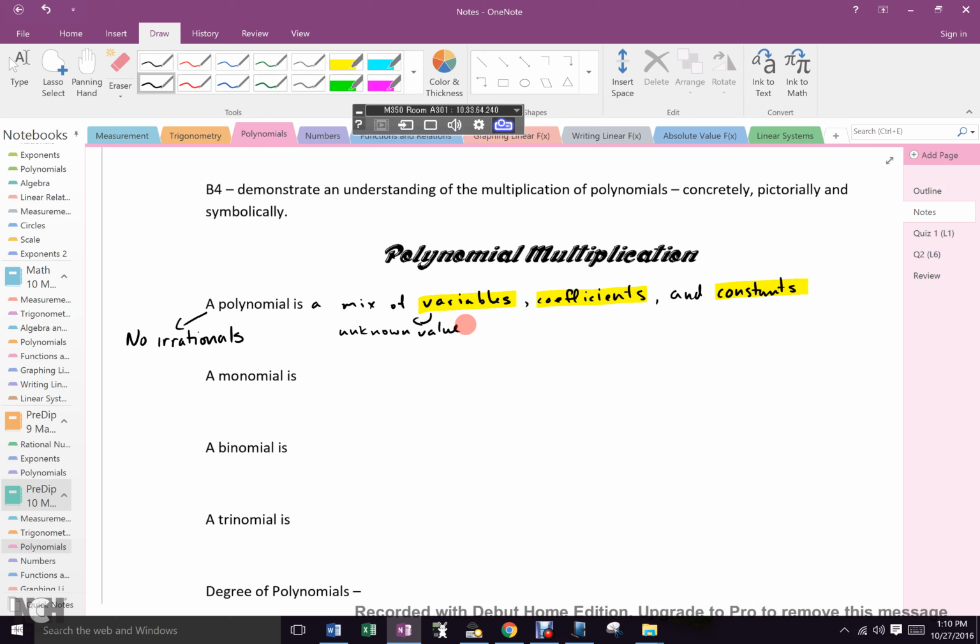Now, how do we represent those variables in math class? Letters, okay? And they equal usually letters. Everyone cool?